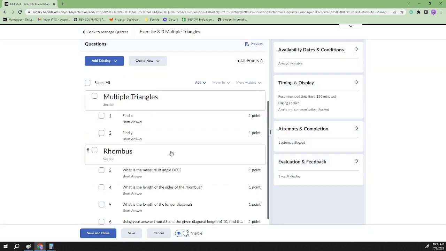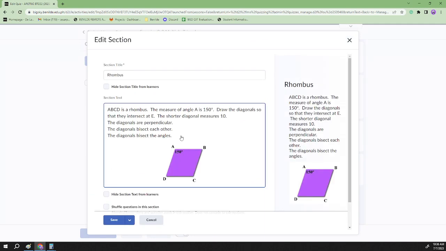Next, rhombus. In this rhombus, the measure of angle A is 150 degrees. Draw the diagonals so that they intersect at E. The shorter diagonal measures 10. The diagonals are perpendicular. The diagonals bisect each other. And the diagonals bisect the angles. So what does that mean?